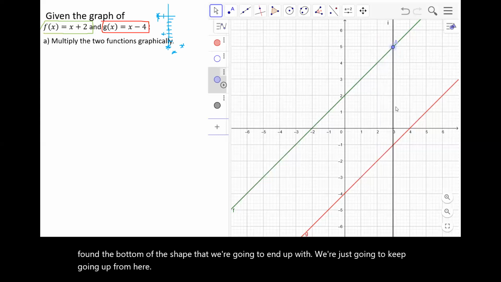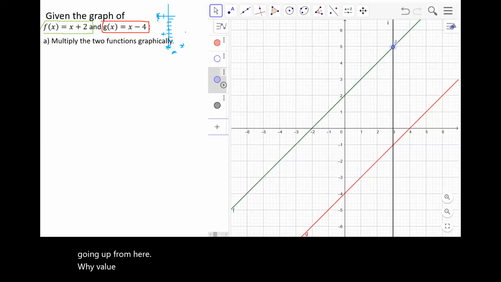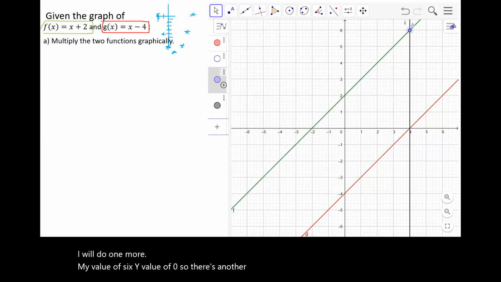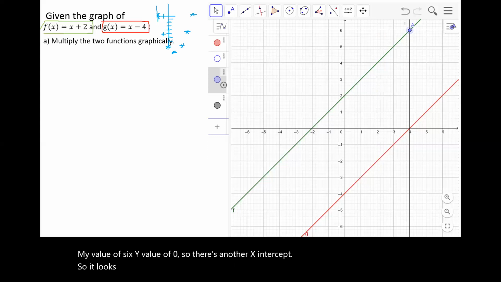Y value of 5 and y value of -1. So that's a y value of -5. And we'll do one more. Y value of 6, y value of 0. So there's another x-intercept. So it looks like the shape we're going to get is a parabola. Let's check.